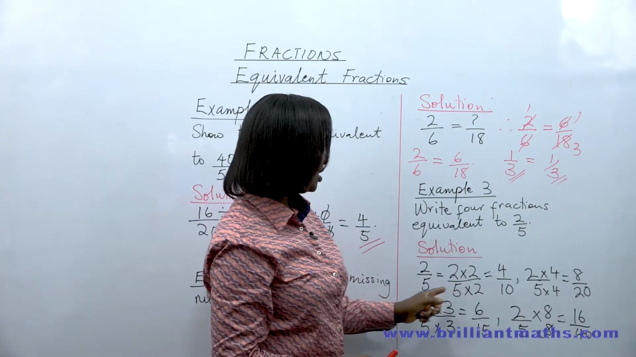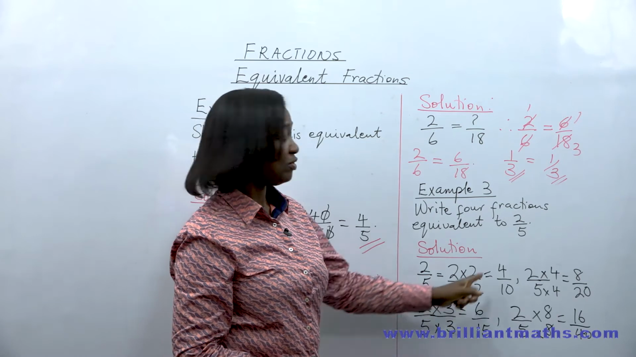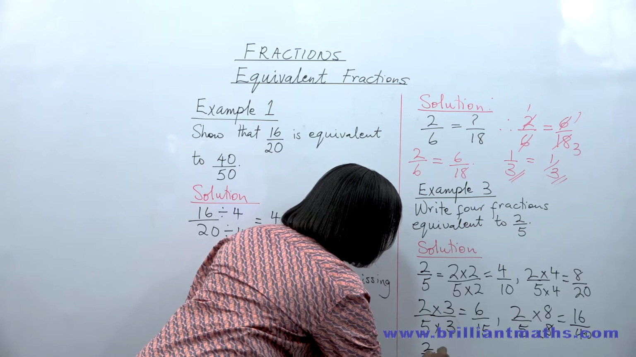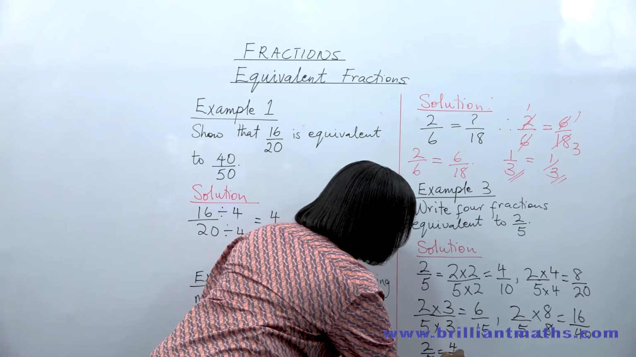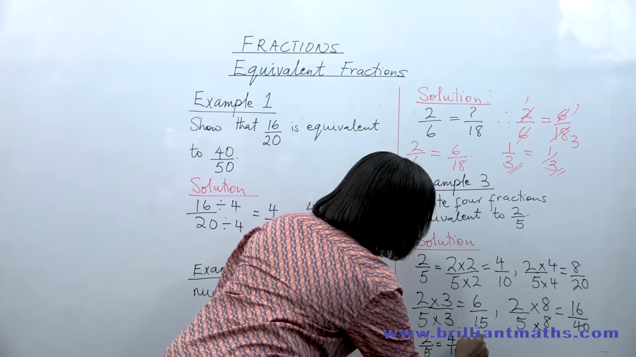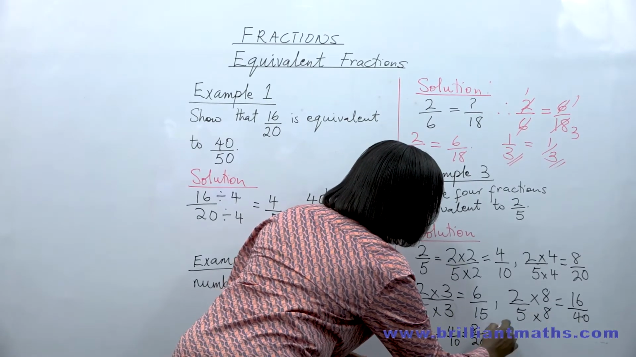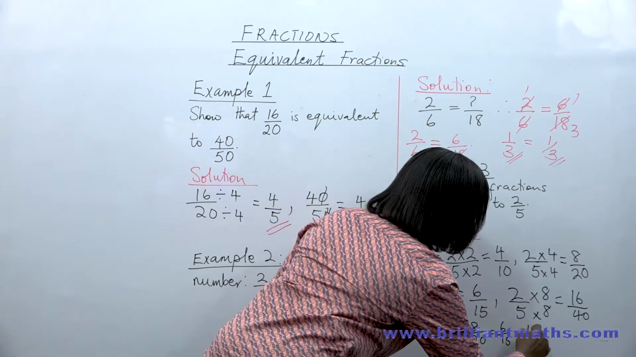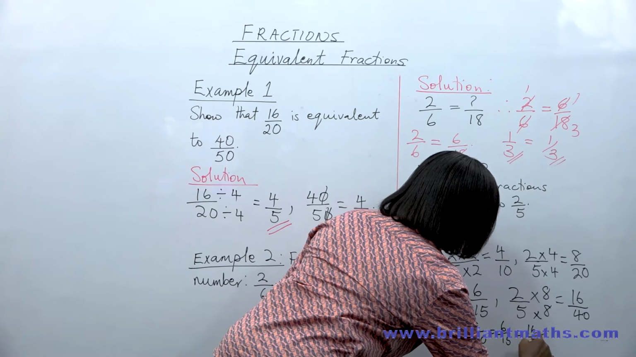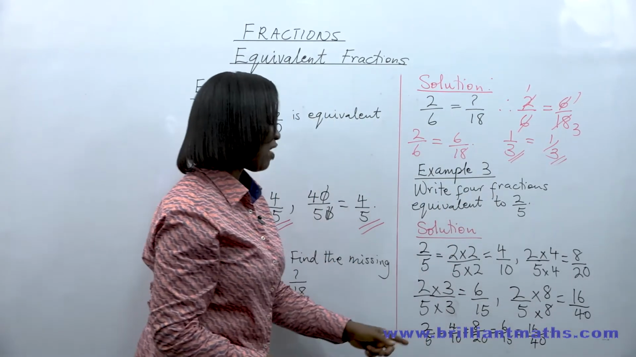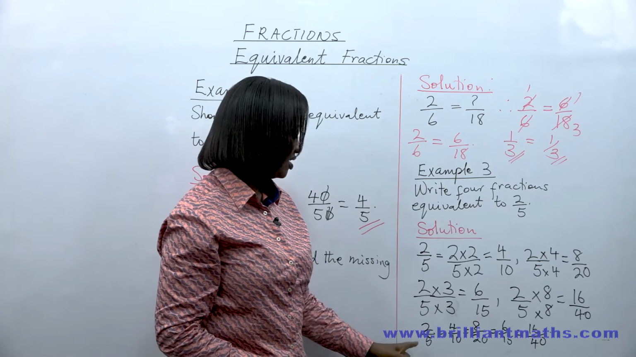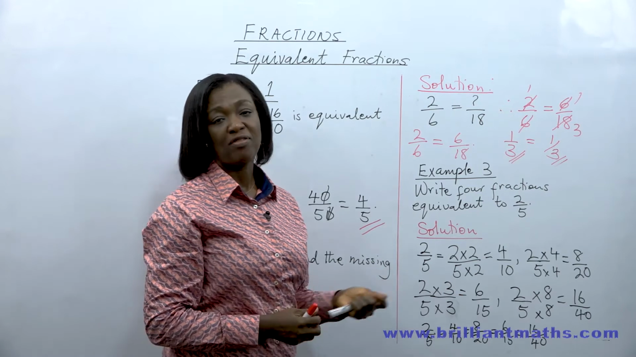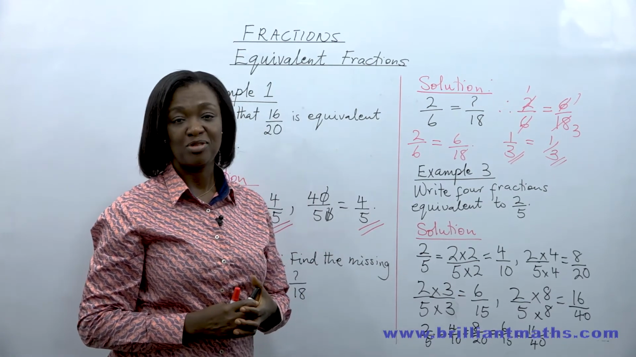So it implies that 2 over 5 is equivalent to 4 over 10, and is equal to 8 over 20, and is equal to 6 over 15, and that's also equal to 16 over 40. So we have been able to write 4 fractions that are equivalent to 2/5. You can get more of this from Brilliant Maths Module 2.